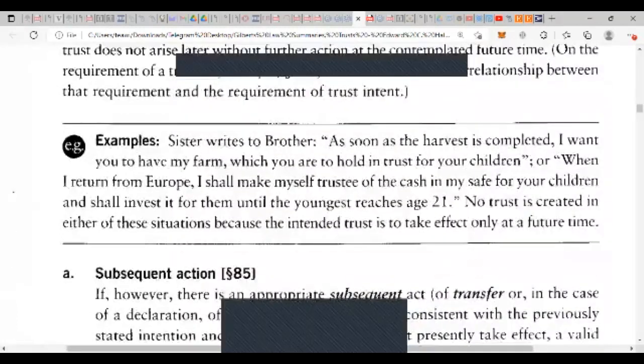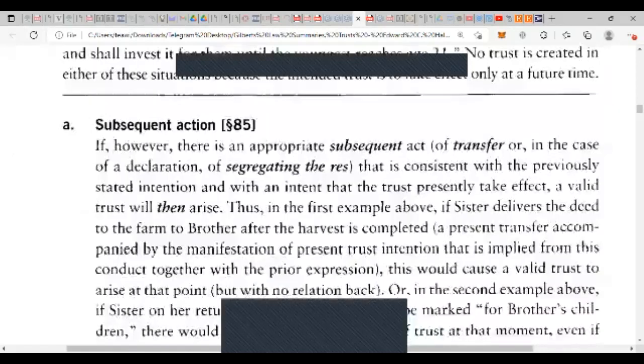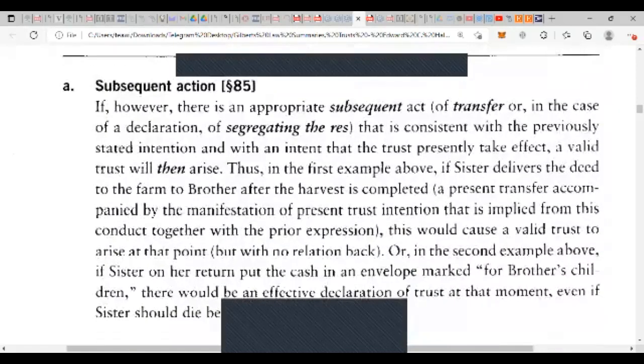Example: sister writes to brother, "As soon as the harvest is completed, I want you to have my farm, which you are to hold in trust for your children." Or, "When I return from Europe, I shall make myself trustee of the cash in my safe for your children and shall invest it for them until the youngest reaches age 21." No trust is created in either of these situations because the intended trust is to take effect only at a future time. Subsequent action, Section 85.